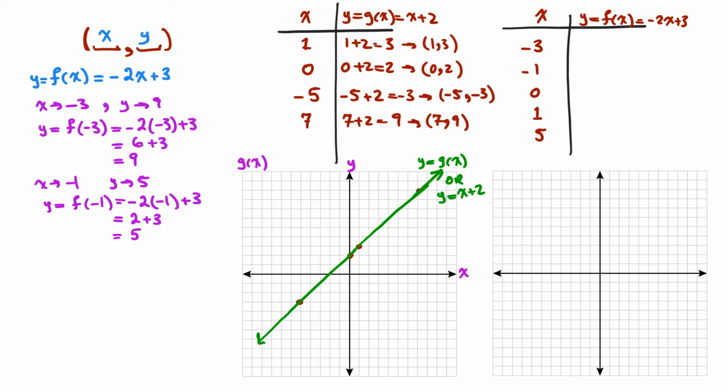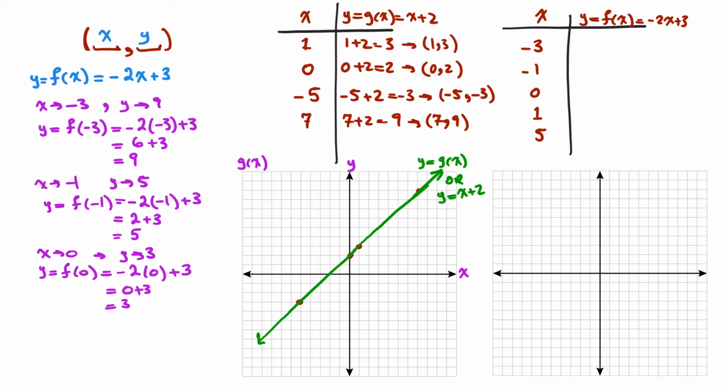Let's do another example. X is 0. That means y is equal to f of 0, negative 2 times 0. And I like 0 again because whenever you multiply 0 by anything, you just get 0. So this means when my x value is 0, my y value is 3.